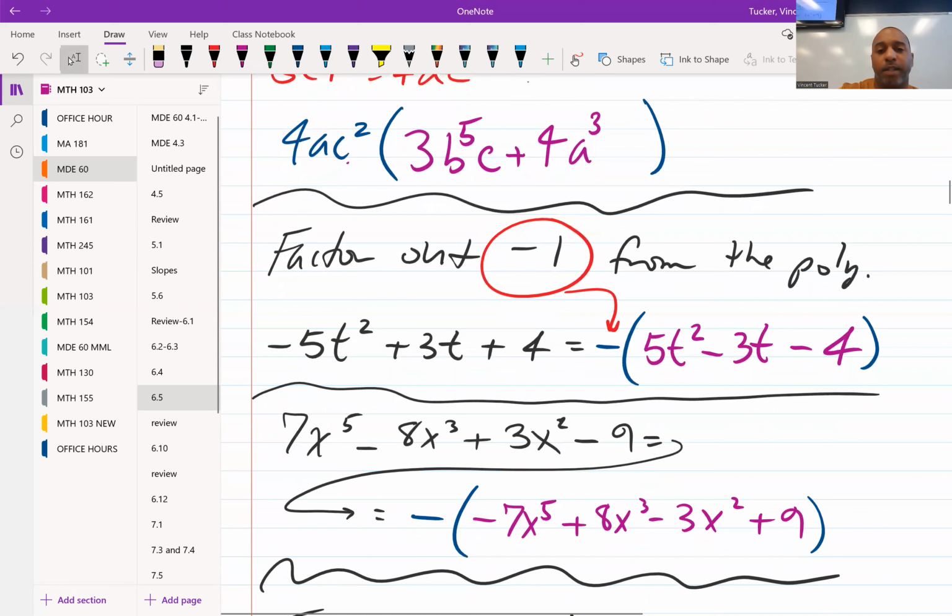Okay, this one's asking the same thing again. Factor out that negative. We have 7x to the fifth minus 8x cubed plus 3x squared minus 9. If you were to pull negative to the front, that 7x to the fifth goes to negative 7x to the fifth. 8x cubed is now positive. 3x squared is now negative. And then 9 is now positive. Just all of these signs change.